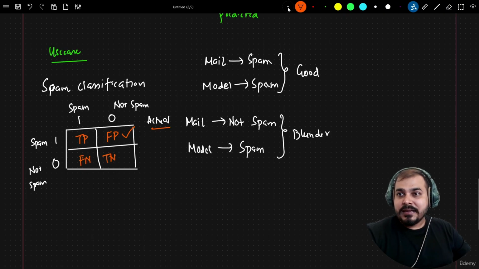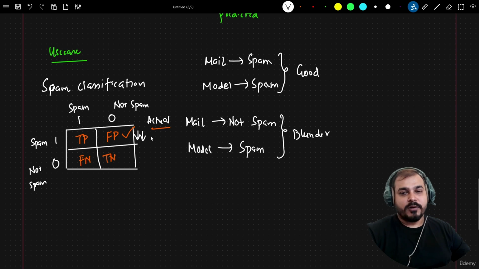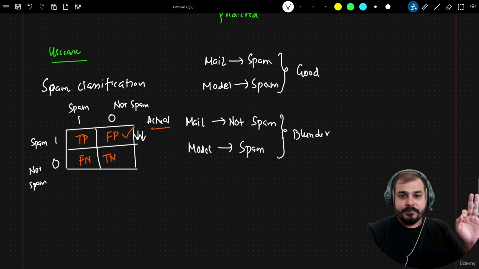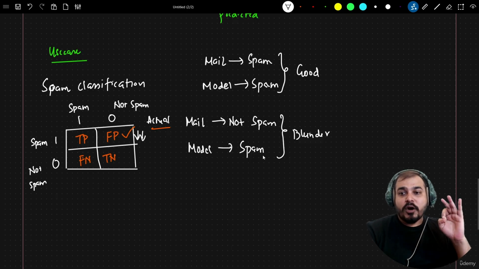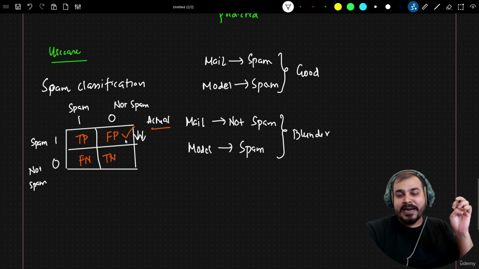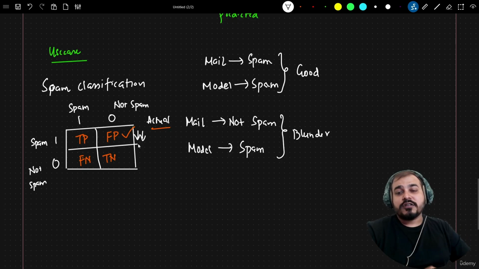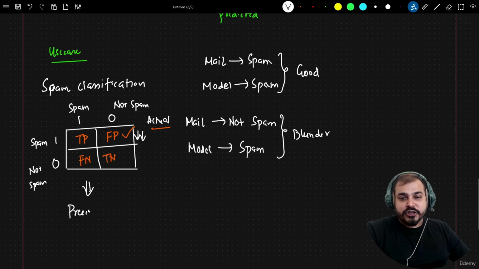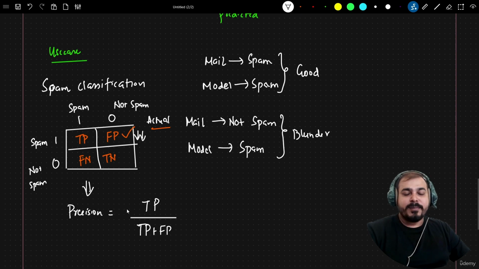So in this use case, I should try to reduce false positive, because we understand that this kind of situation is a major blunder. Okay, major blunder, because when the mail is not a spam, my model is predicting it as a spam. So when my mail is not a spam, 0, my model is predicting 1. So this is basically false positive. So we should try to reduce false positive over here, and for this particular case I will be using precision, because the precision formula is nothing but true positive divided by true positive plus false positive, right? So this is the formula of precision.